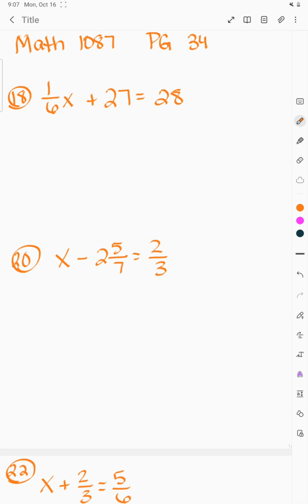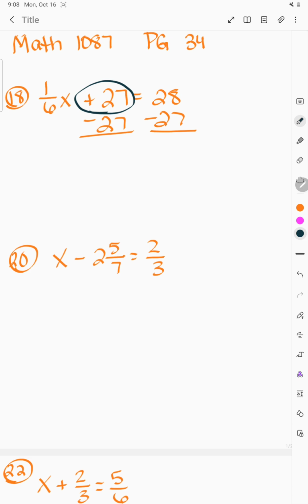Okay, so the first thing that I'm going to do is take this 27 and move it to the other side. Remember, when you move something from one side of the equal sign to the other side, you do the opposite operation. Since this is a positive 27, I'm going to subtract it from both sides. So minus 27, minus 27.